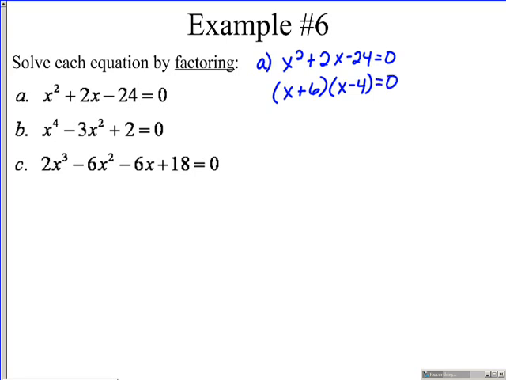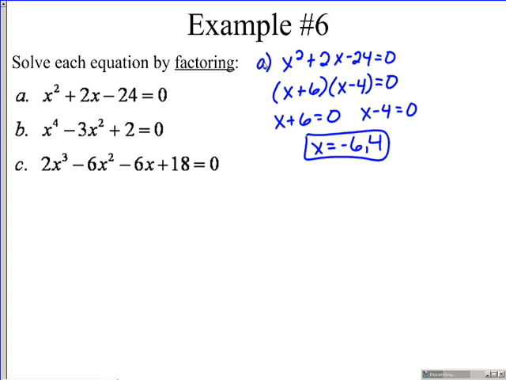Once we have an equation in factored form set equal to 0, remember we finish solving then by taking each factor, setting them equal to 0, and solving. So x plus 6 equals 0, x minus 4 equals 0, and our two solutions then are negative 6 and positive 4.